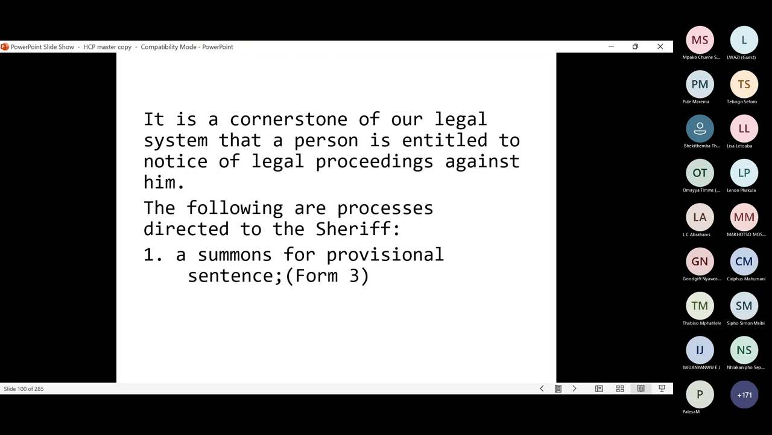So the person who spoke last says he should have the same powers that an attorney has in that regard, if I understood you correctly. Because he's actually acting as if he's an attorney.